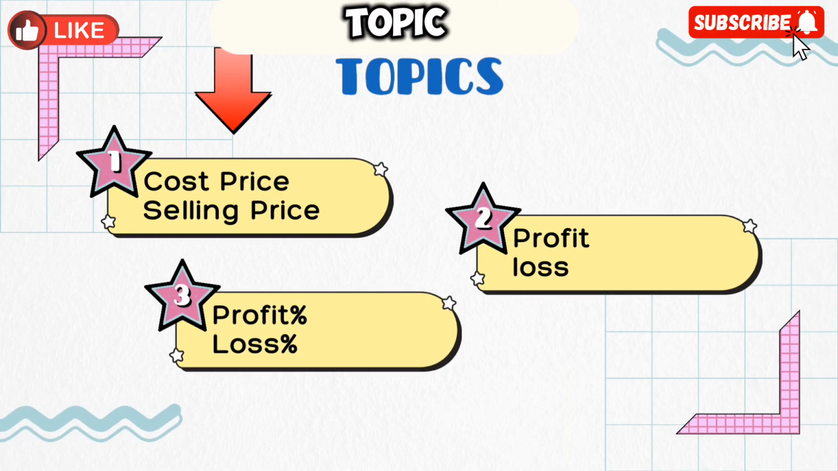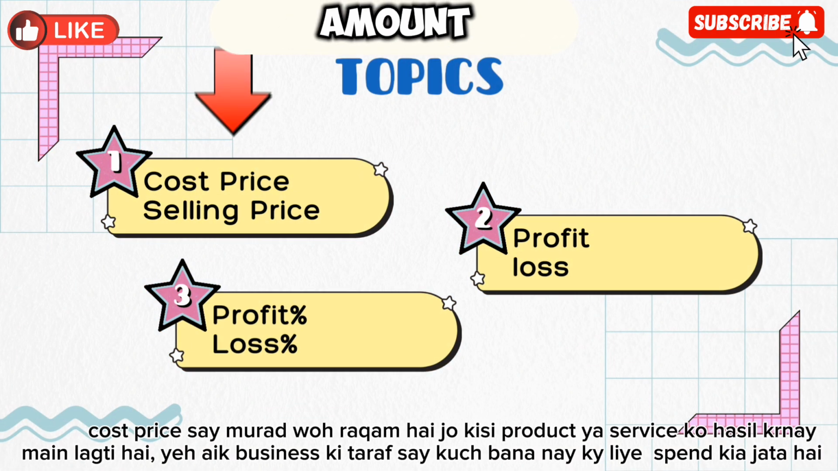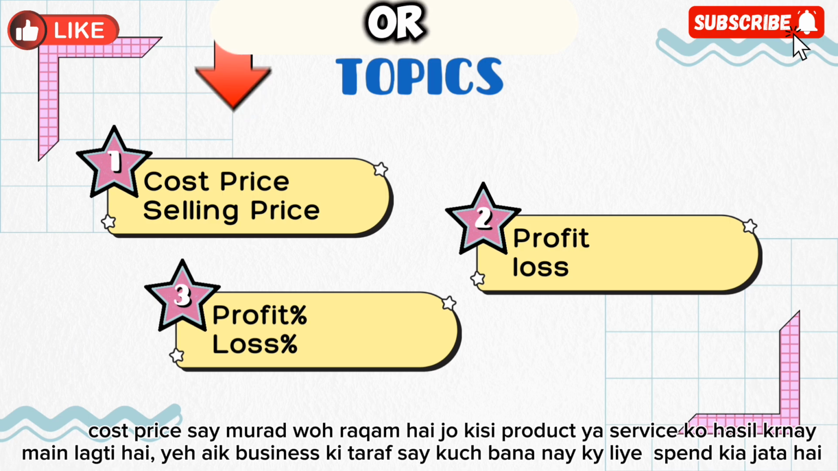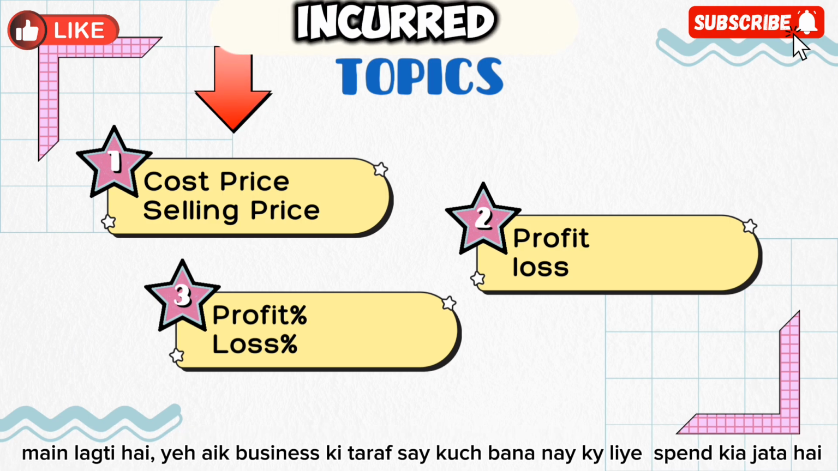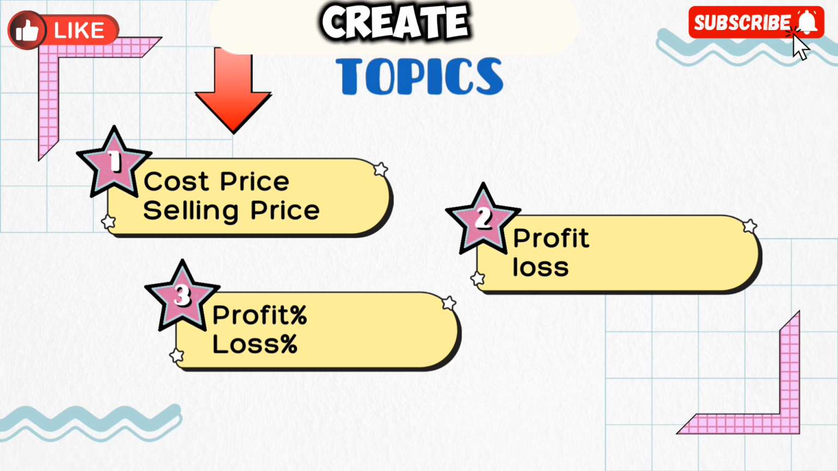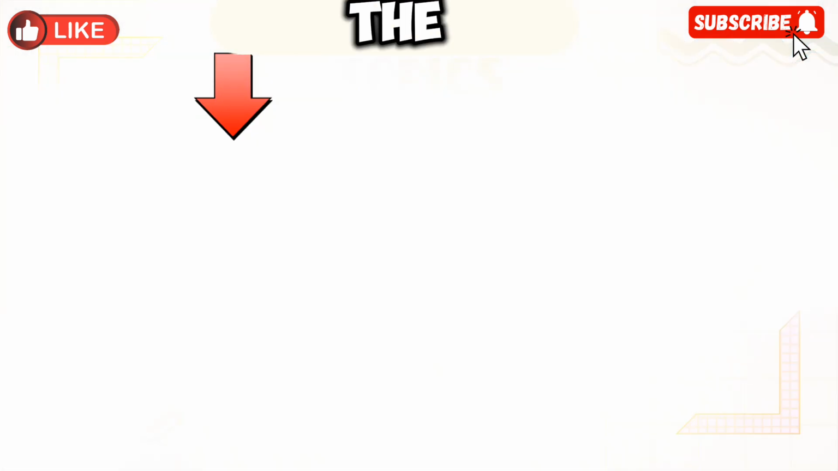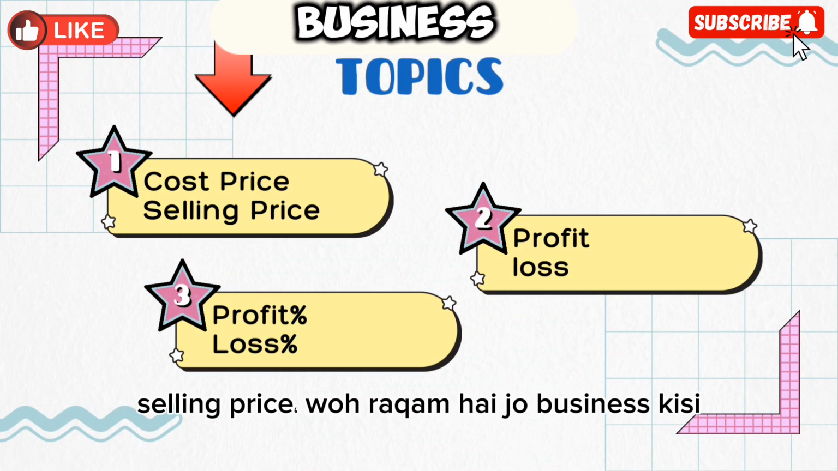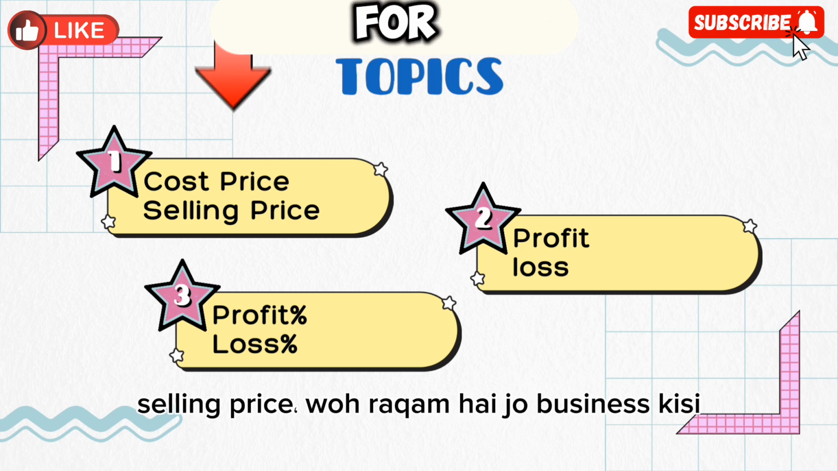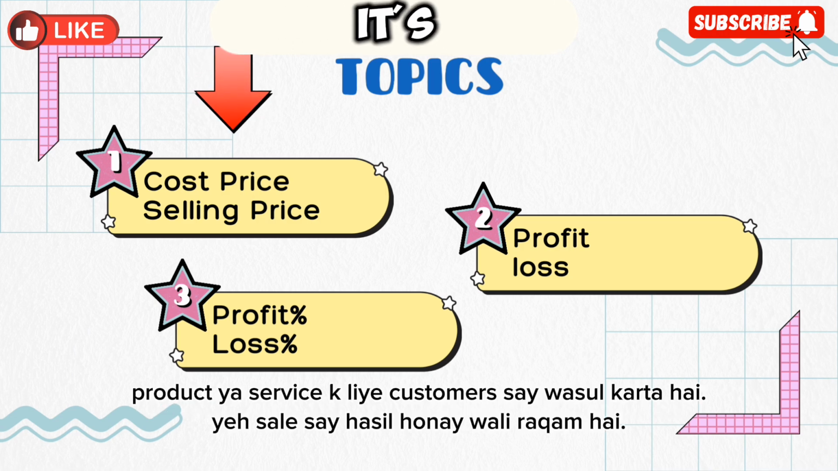So our first topic is cost price and selling price. Cost price refers to the amount of money it takes to produce or acquire a product or service. It's the expense incurred by a business to create something. While selling price, on the other hand, is the amount of money a business charges customers for a product or service. It's the revenue generated by a sale.